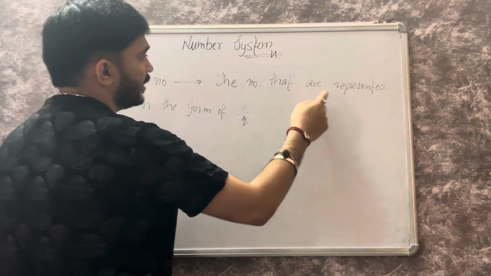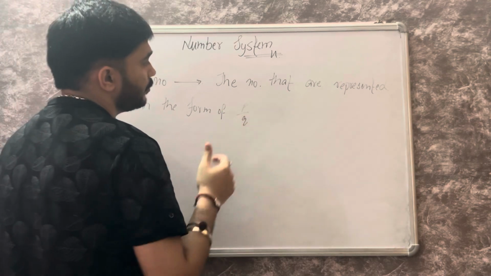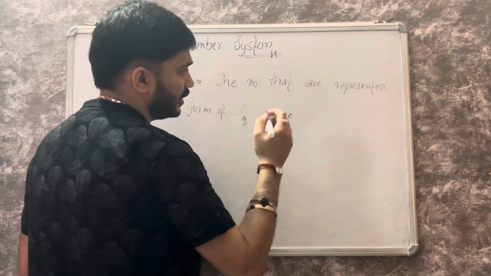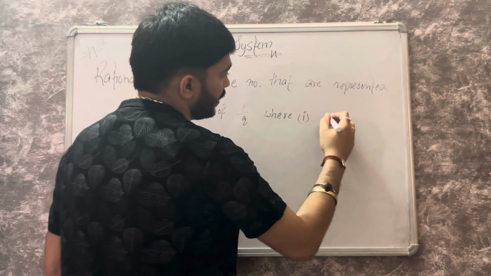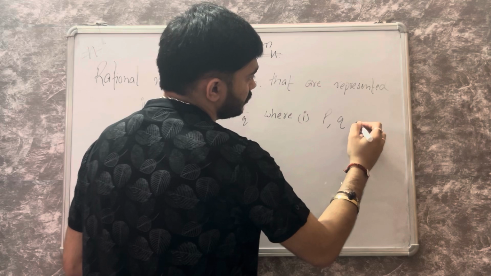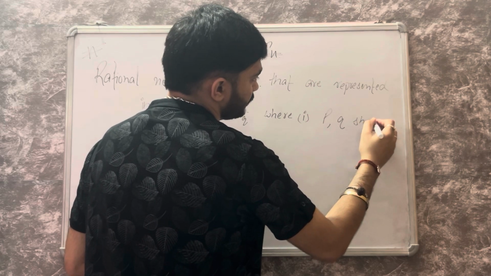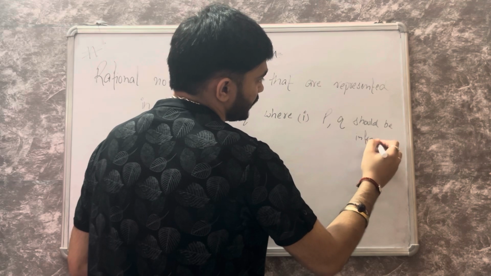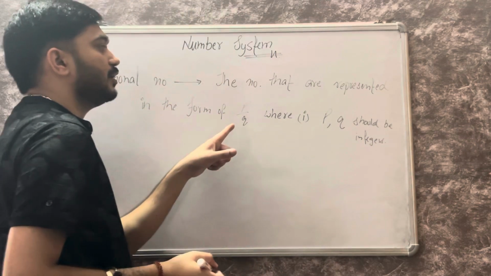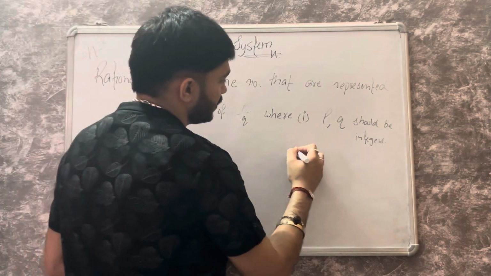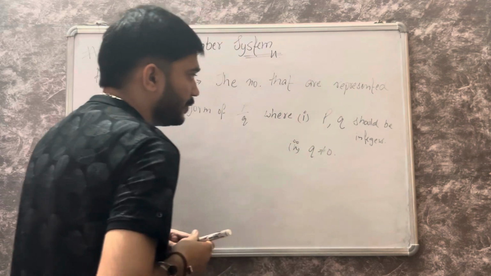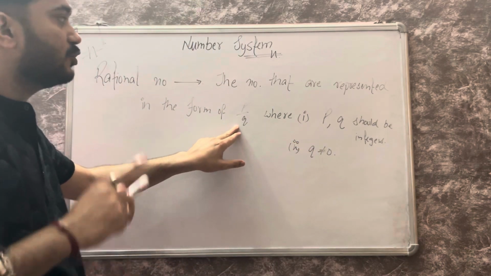The numbers that are represented in the form of P upon Q, where we have two conditions. The first condition is P and Q should be integers. It means the values of P and Q should always be integers. Second, Q does not equal 0. It means the value of the denominator should never be 0.